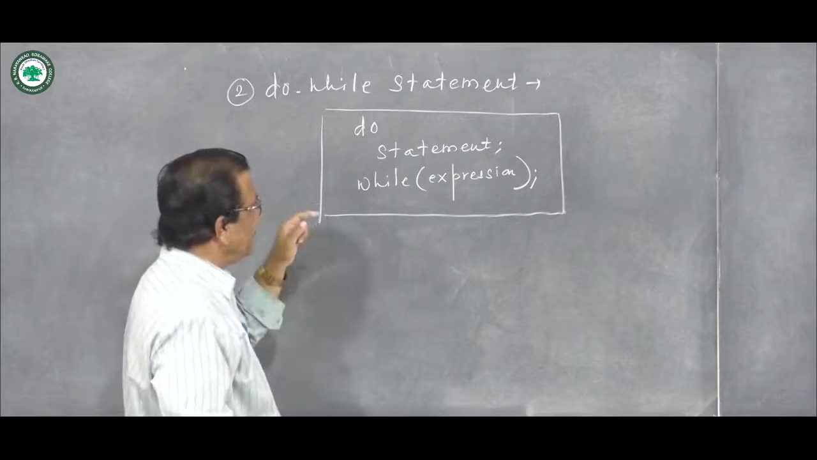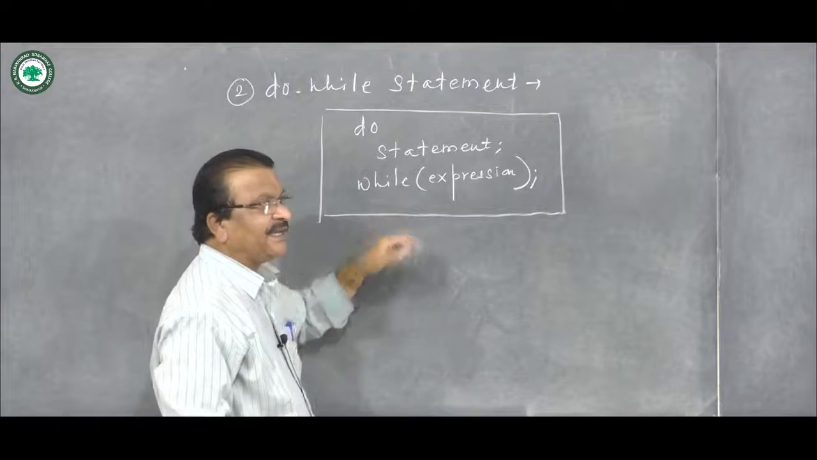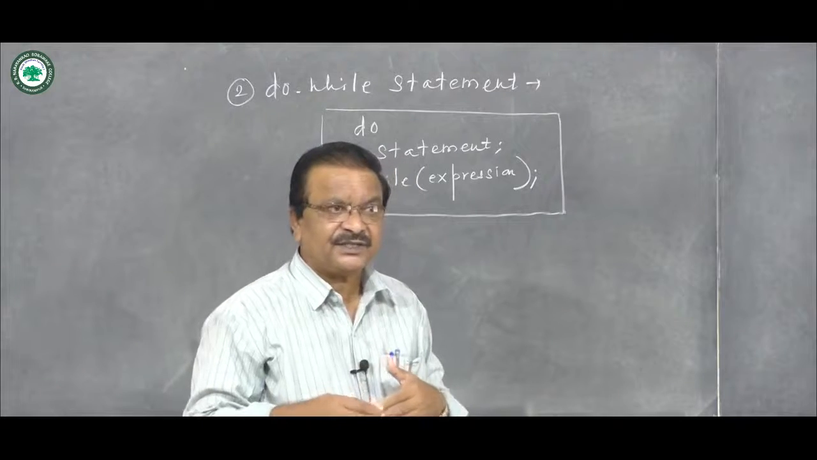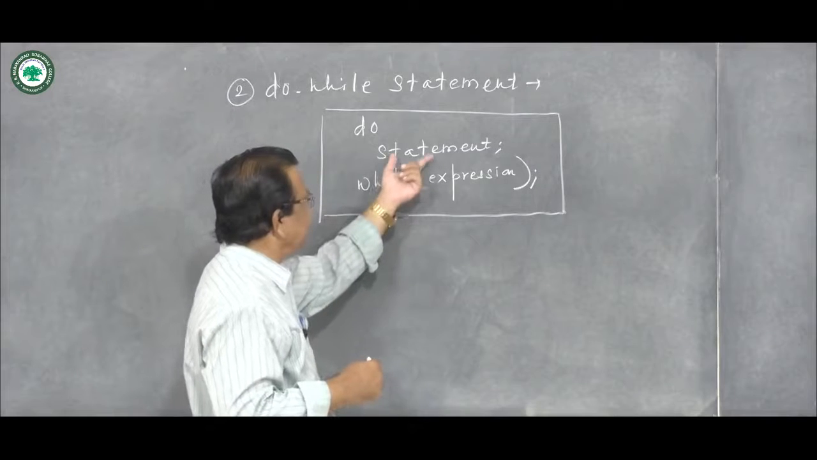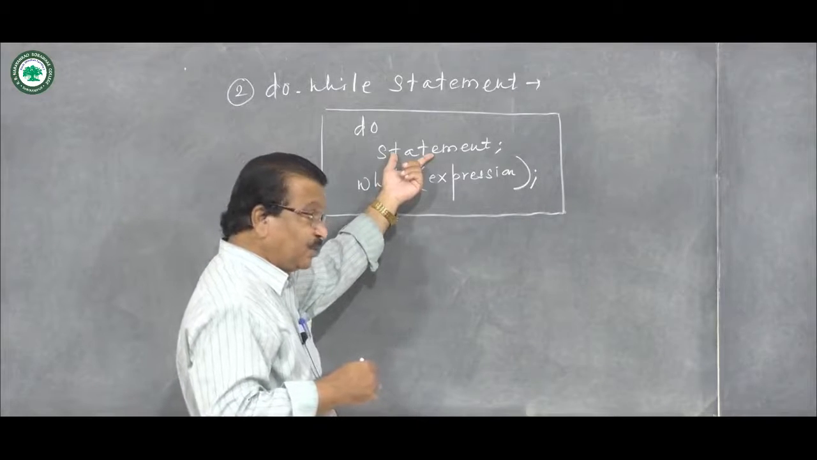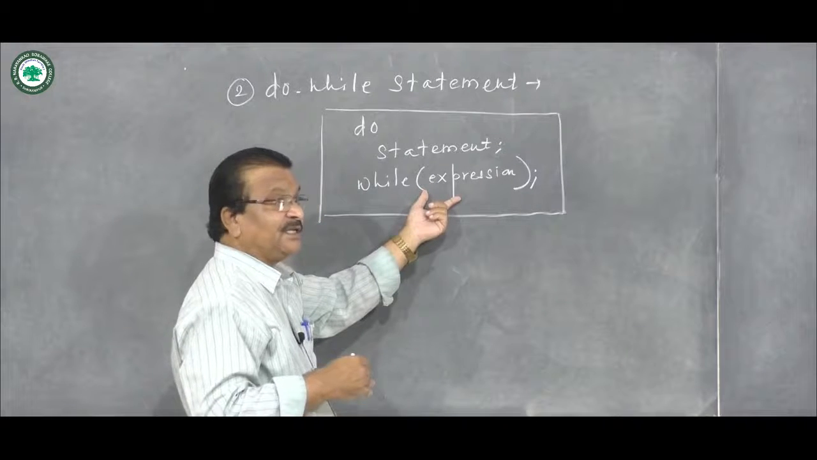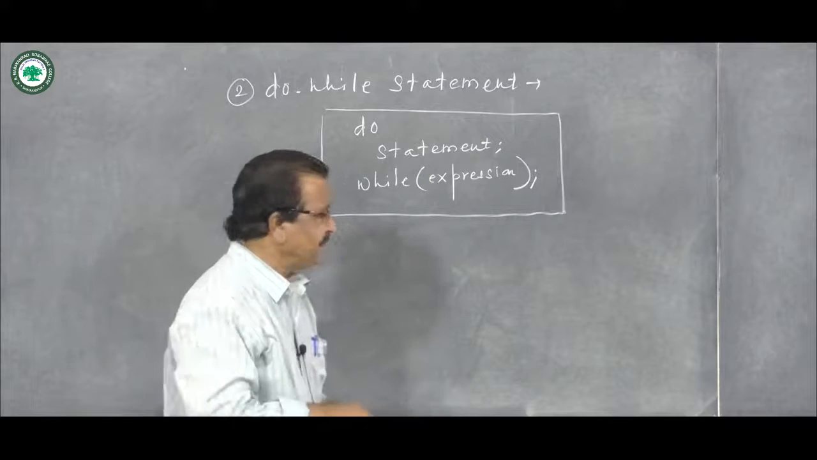What is important here is that the do while loop is an exit control loop, because the expression or test condition is at the bottom of the loop, and the statement will get executed first at least once, and then the condition will be tested. So even if this condition is false, the statement gets executed at least once.